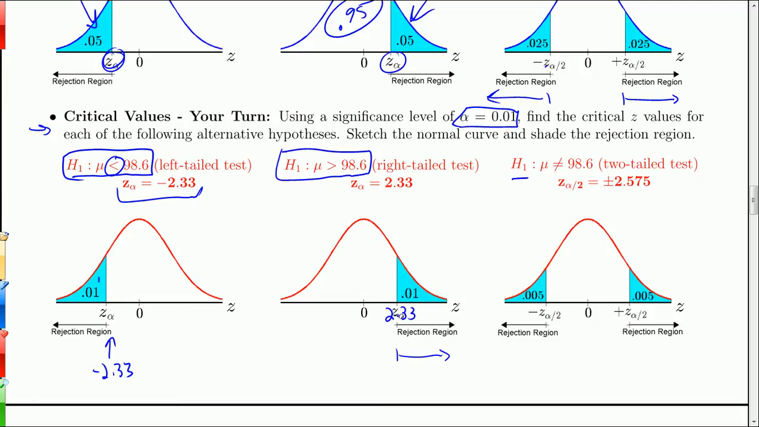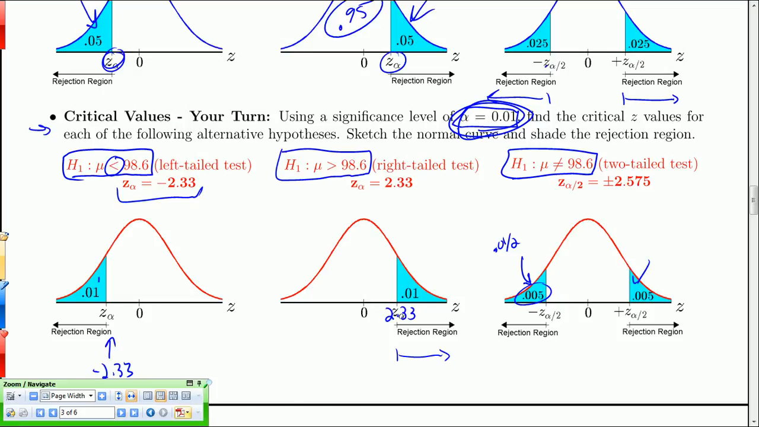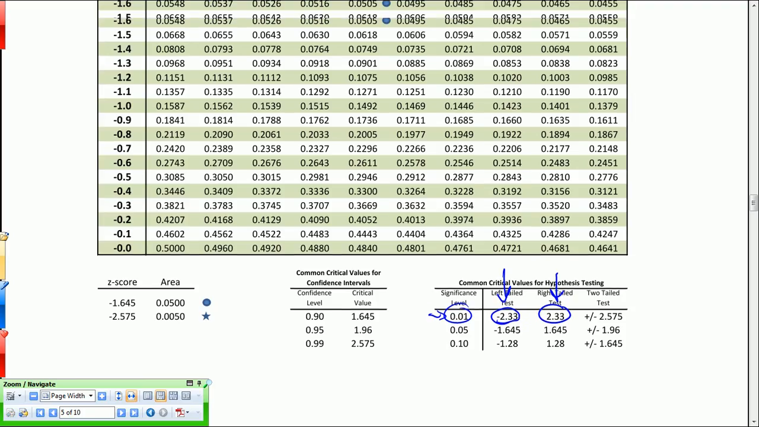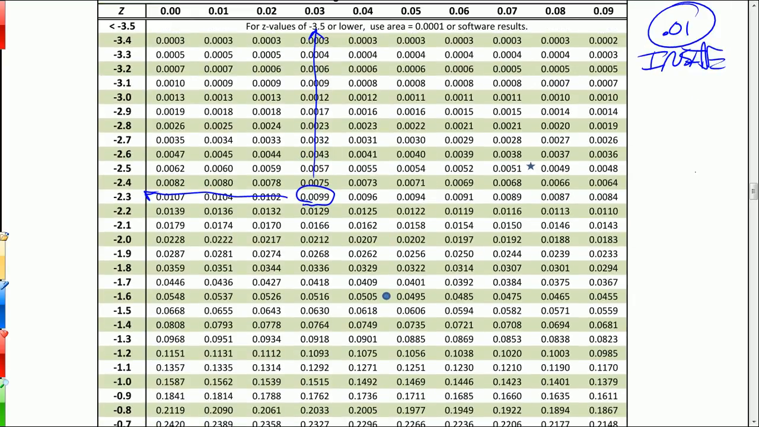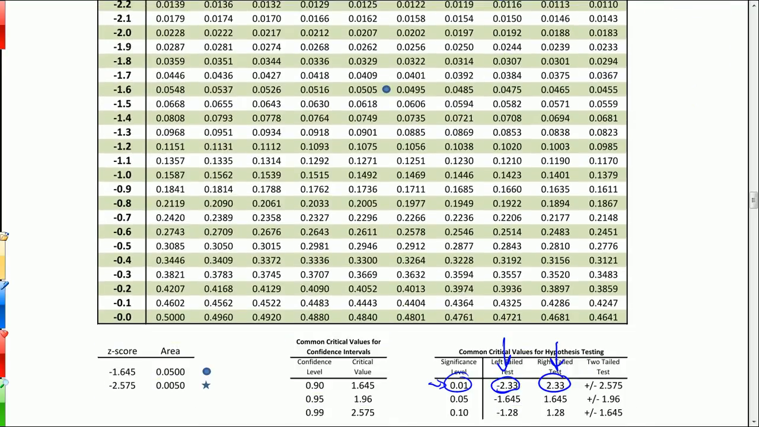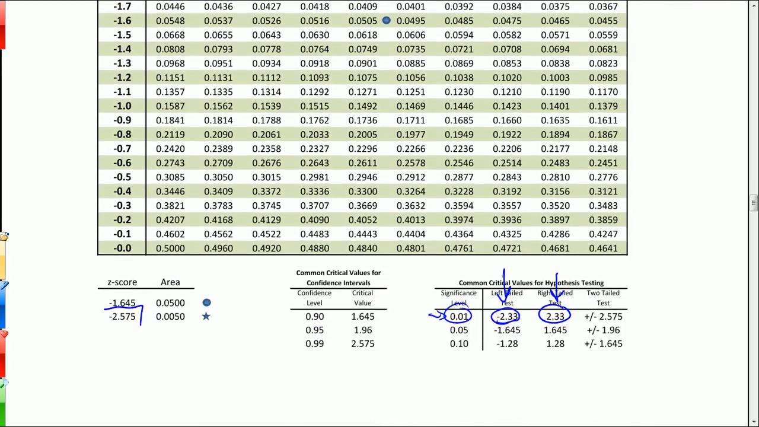And if I have a two-tailed test, I have to take my significance level, 0.01, split it in half, and put that amount into each tail. So you can look up 0.005 inside the table. And if you did that, you're looking for 0.005. You'd find that it falls here, and there's the star. So you get negative 2.575.